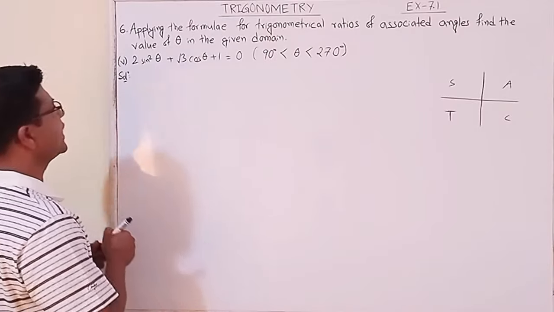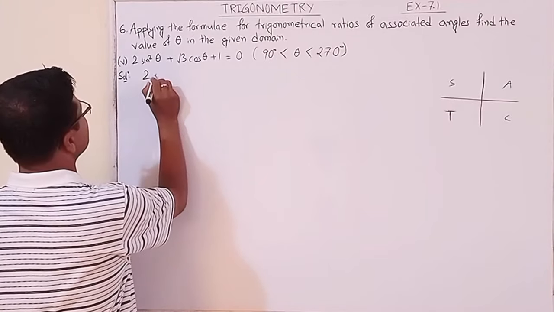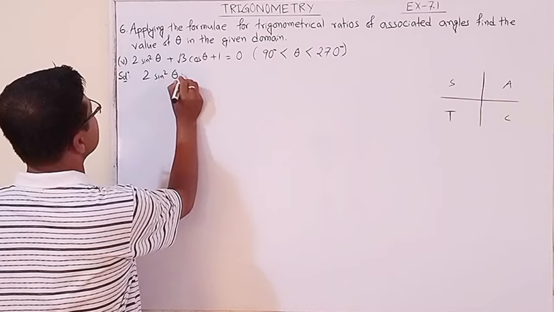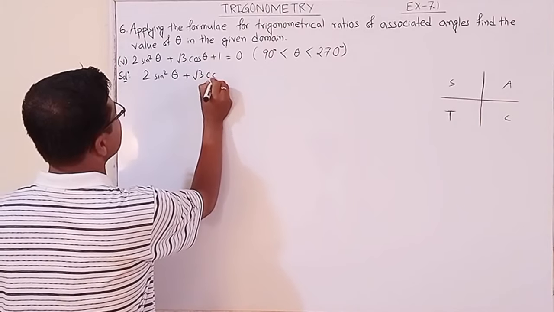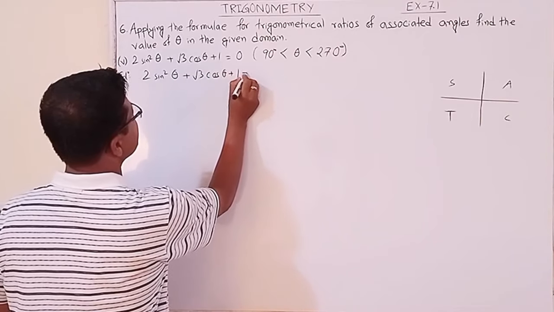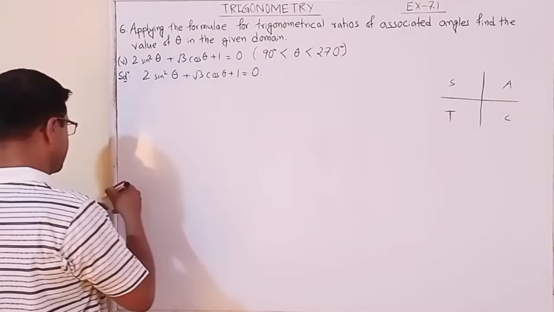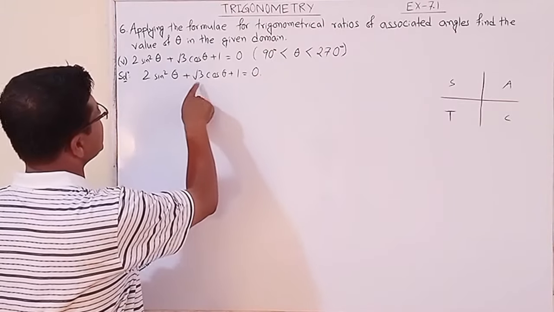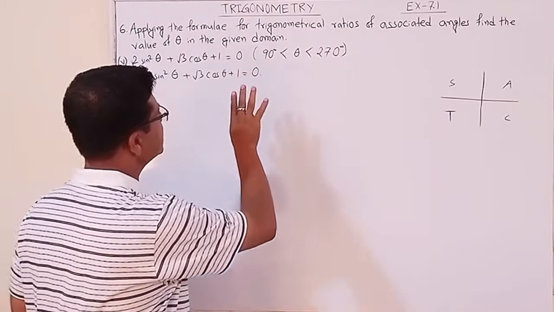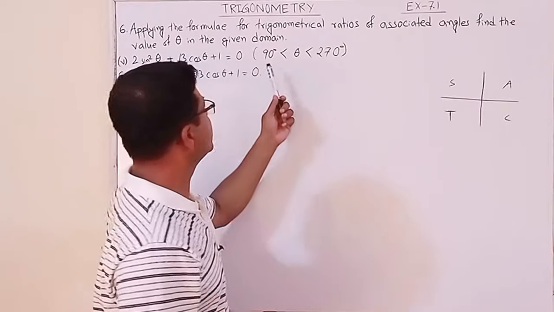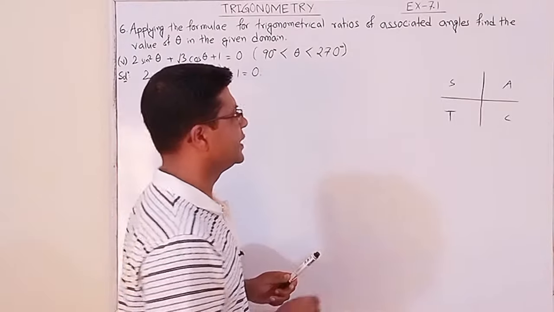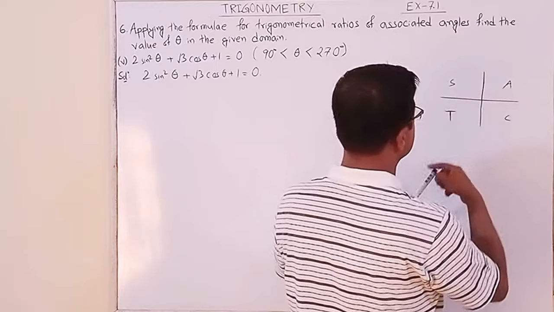We are in question number 5. Let us write the question at first. This is the equation. This is something different again, but it is not hard at all, believe me. 2 sin square theta plus root 3 cos theta plus 1 equal to 0, and theta lies between 90 degree to 270 degree. That is, theta cannot be in the first quadrant.